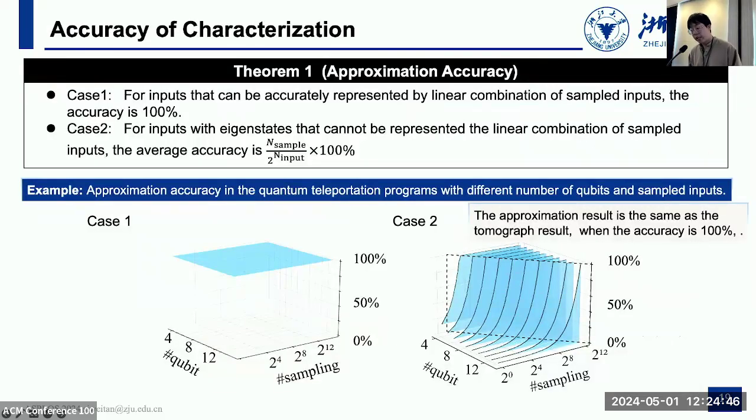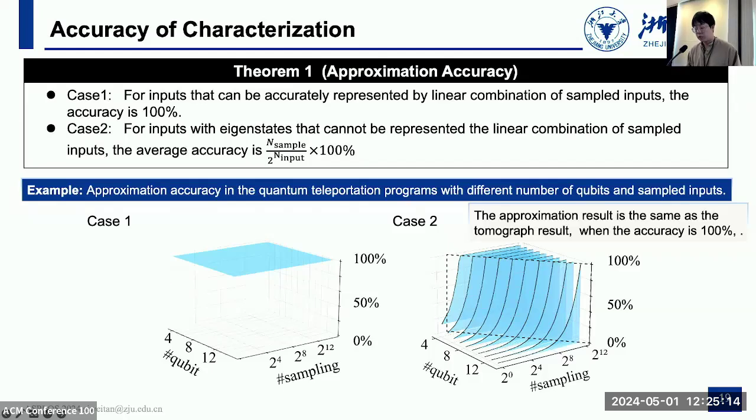Estimating the accuracy of the characterization is very important, as it determines the confidence of the validations, and we propose an accuracy theory for it. The accuracy of the characterization depends on whether the input state can be accurately decomposed. So we have two cases. For case one, for inputs that can be decomposed, the accuracy is 100%. In these cases, the approximation function is the same as the tomography result.